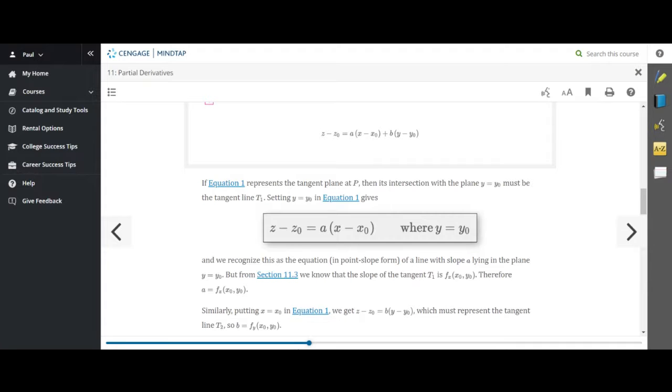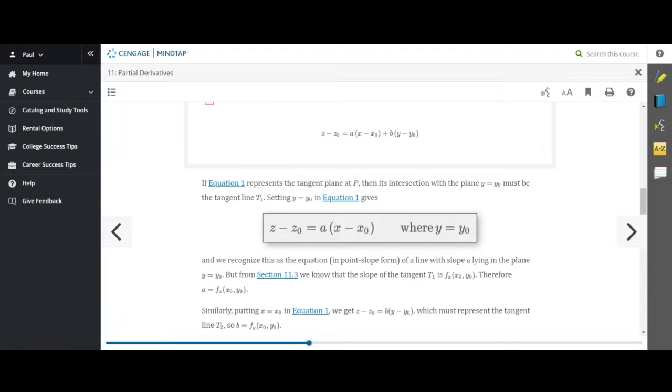All right, so this here, what would the equation of that tangent line be? The equation of that tangent line would be z minus z sub 0 equals a times x minus x sub 0. That's the point slope form of a line with slope a lying in the plane y equals y sub 0.